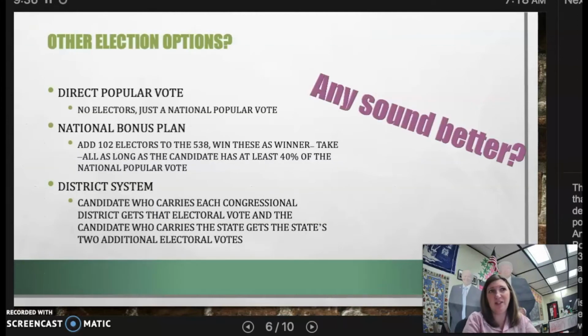So every time there's an election, the media comes up with ideas as if they're unique and new. They're not. And say, so here's some other options that might work. And every other option has a consequence. And we have to keep that in mind. Just because an idea sounds better doesn't mean that it hasn't been thought of before or doesn't have significant issues. The first is the direct popular vote. This has been growing in popularity among our news media. But why have electors just go to a national popular vote?